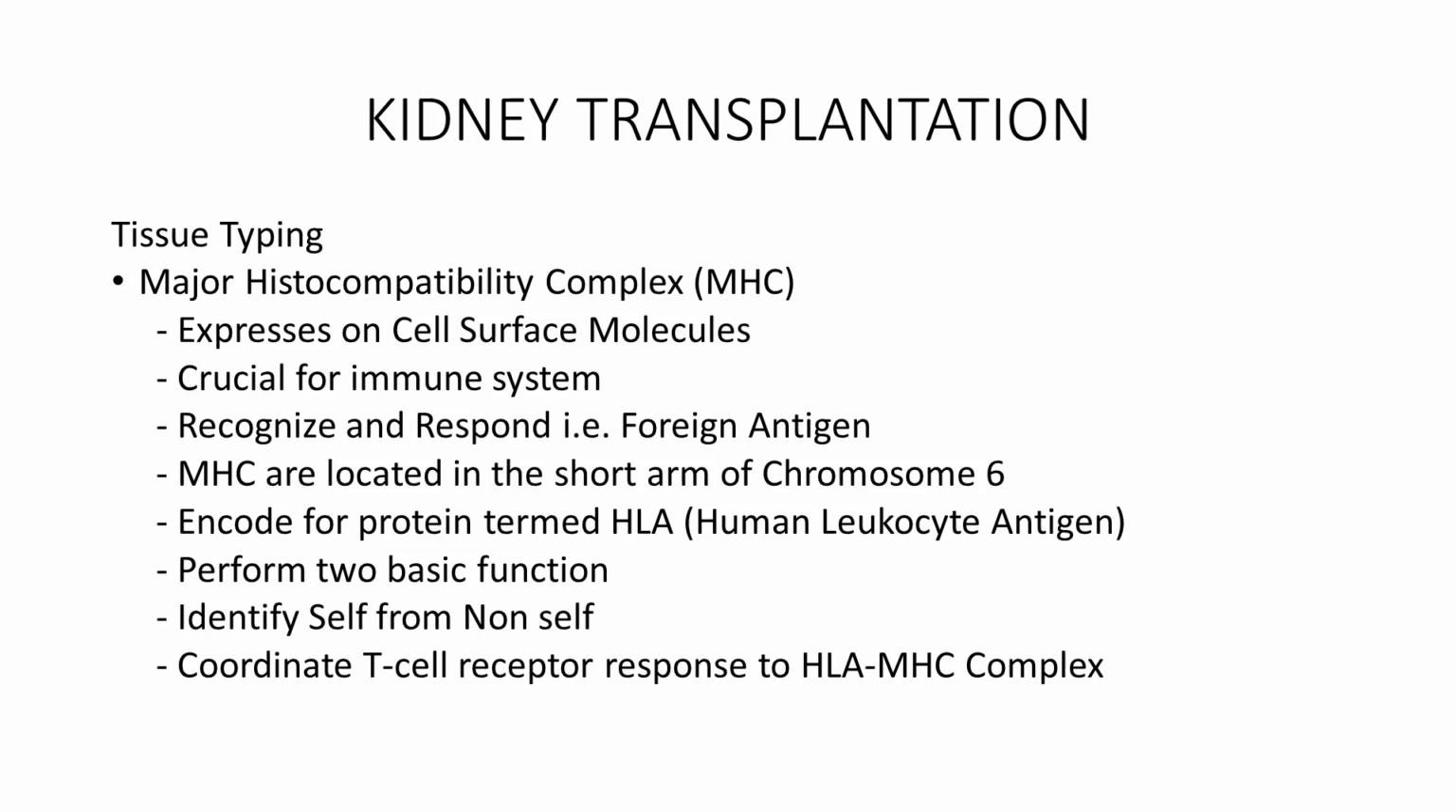Whenever any foreign antigen comes, the histocompatibility complex identifies it. MHC is located on the short arm of chromosome 6. In every cell, the major histocompatibility complex is located on the short arm of chromosome 6, and it is crucial for the immune system. It encodes for a protein called HLA, human leukocyte antigen, which performs two basic functions.